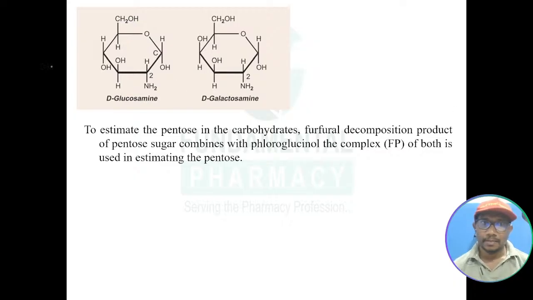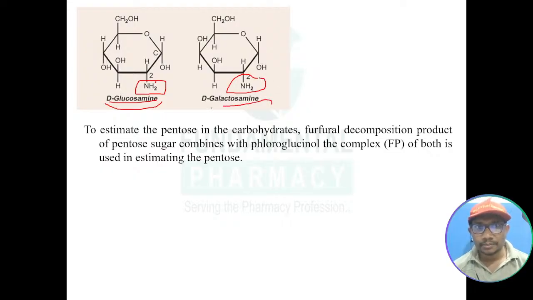You can see structure of D-glucosamine. D-glucosamine मतलब क्या? ये D-glucose का स्ट्रक्चर है. It is a structure of D-glucose. Just at carbon number 2, OH is replaced by amino group to form D-glucosamine. This is a structure of galactose and just the second OH of galactose is replaced by amino, known as D-galactosamine.